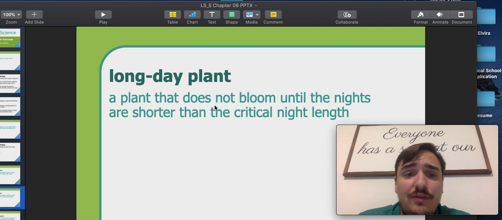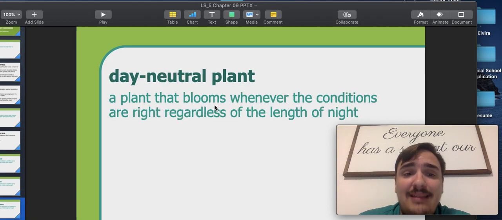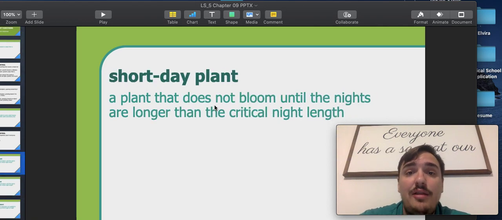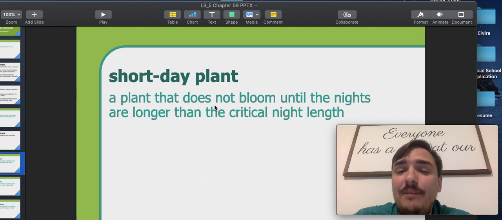Okay. Then you have short day plant, long day plant, and day neutral plant. Now these terms are always slightly misleading because they have the word day in it. But first of all, let's define what's going on here. So a short day plant, what we're looking at is the flowering of the plant. So when is the plant going to flower? A short day plant is actually not going to flower when days are short. That's a common misconception because of the name.